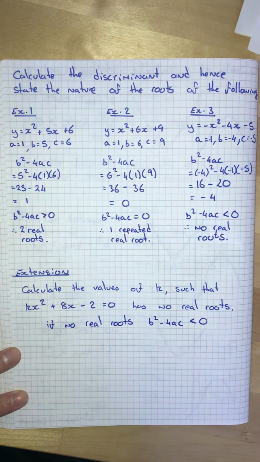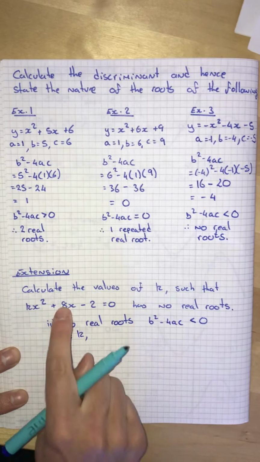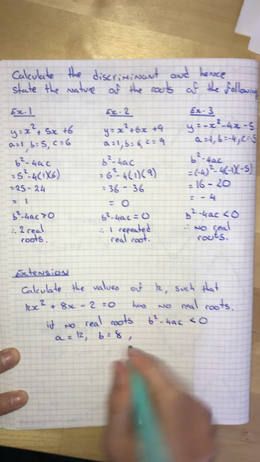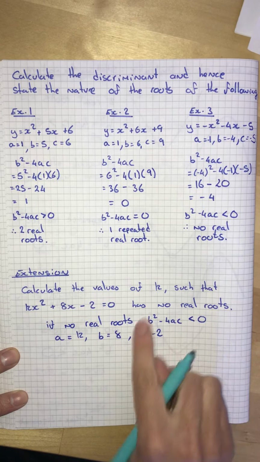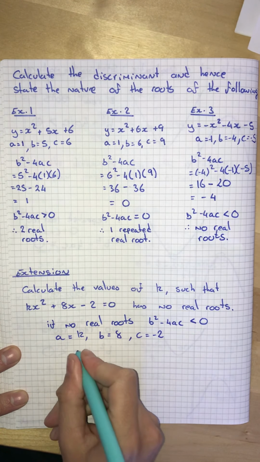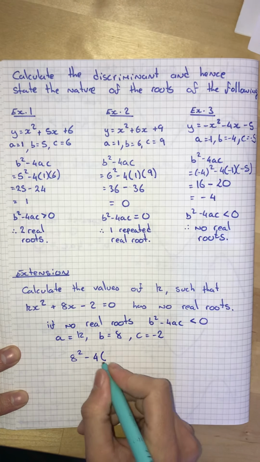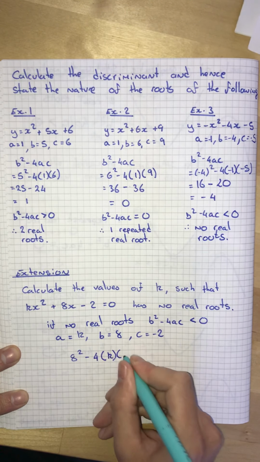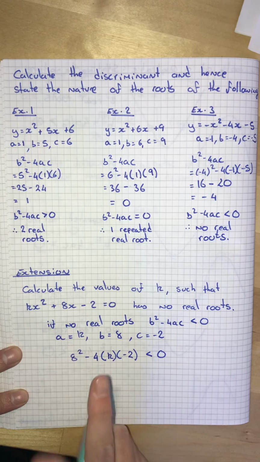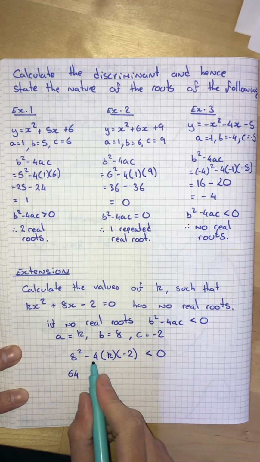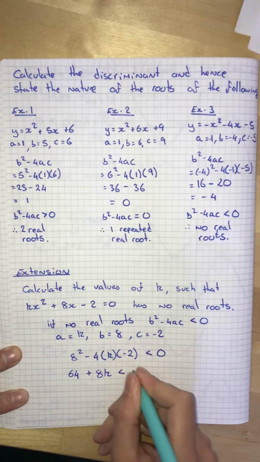Okay? Let's find out what a is. a is k. We just leave it as k. b is 8. And c is negative 2. Now let's substitute this in. So we get 8 squared minus 4 times k times negative 2 is less than 0. So we're finding a range of values. 8 squared is 64. Negative 4 times negative 2 is 8. 8k is less than 0.